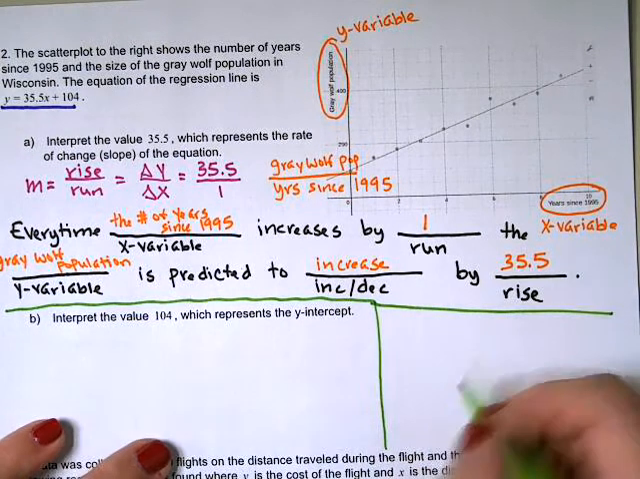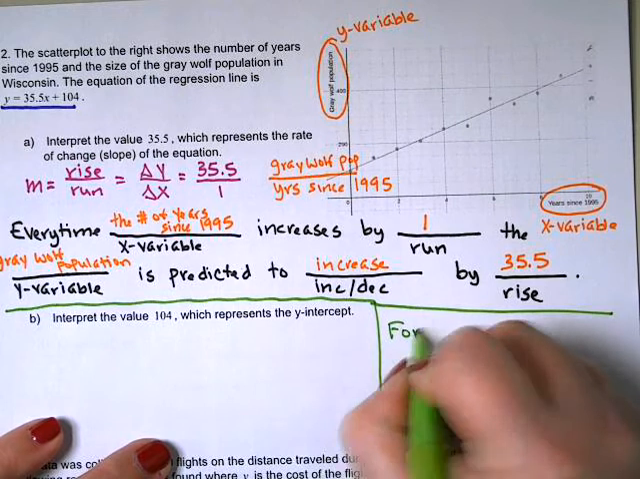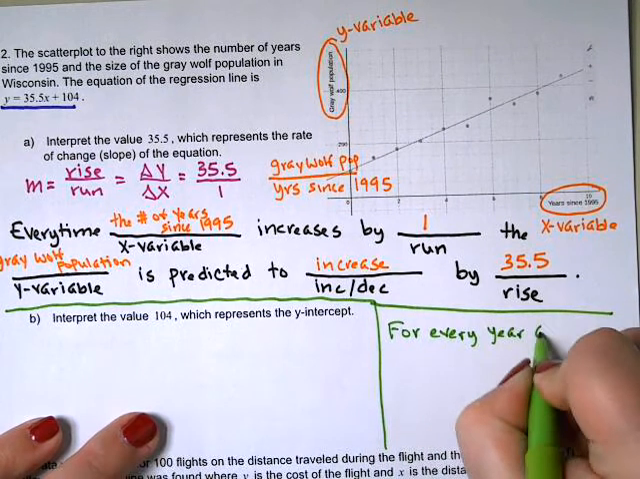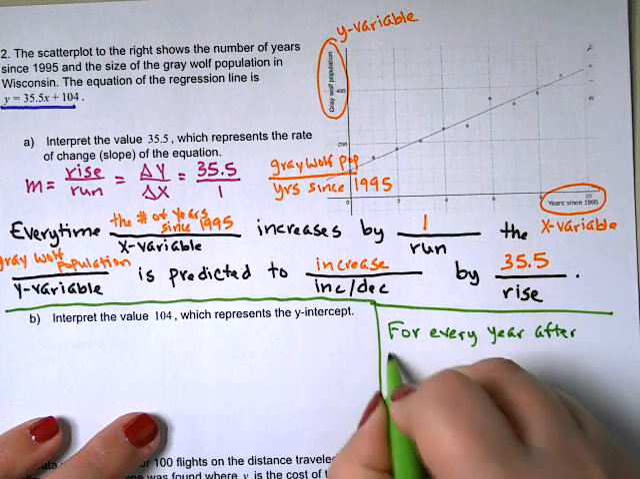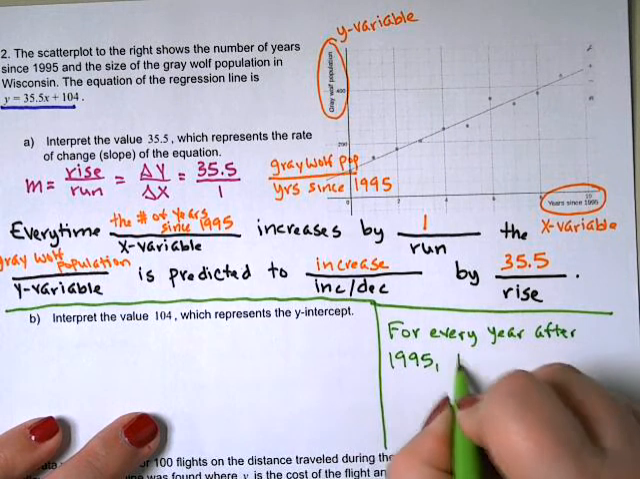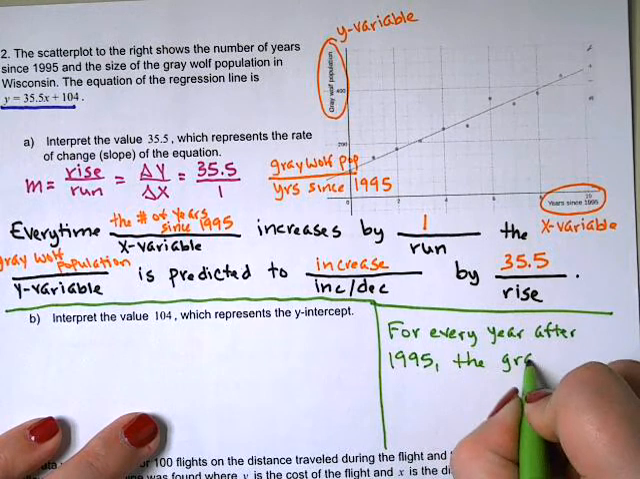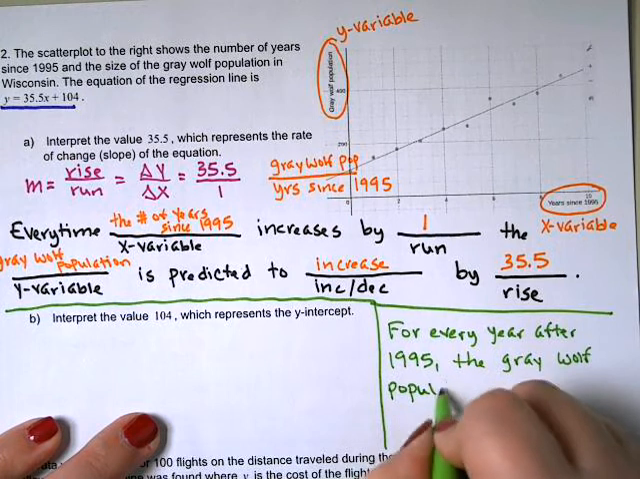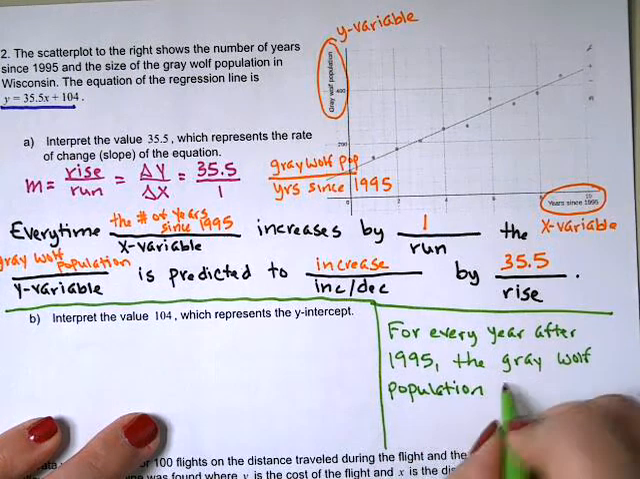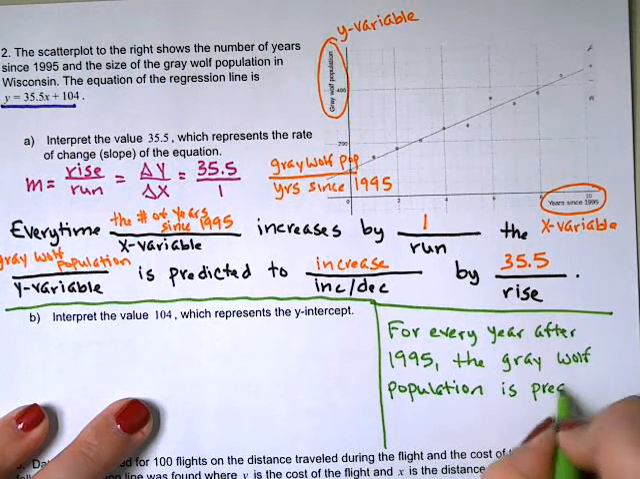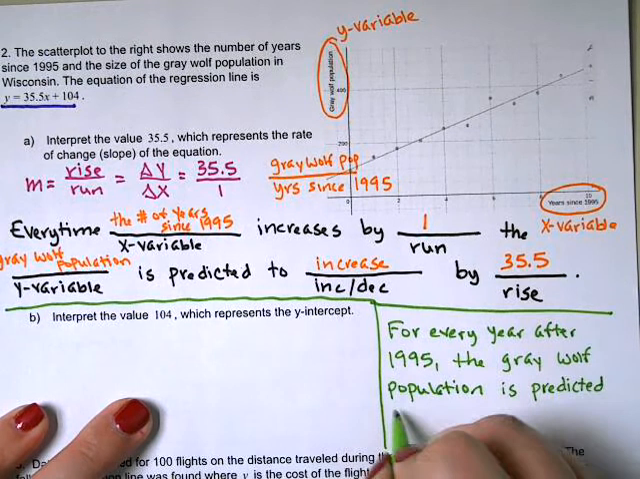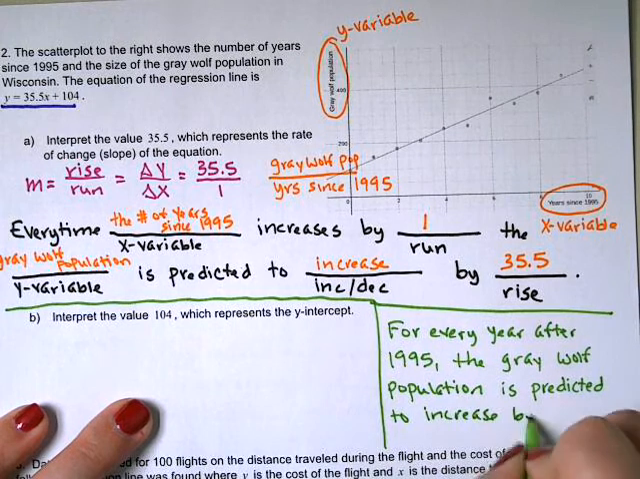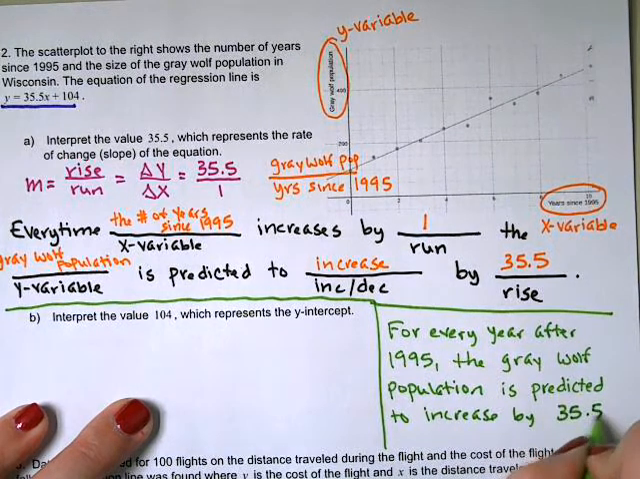So for every year after 1995, the gray wolf population is predicted to increase by 35.5 wolves.